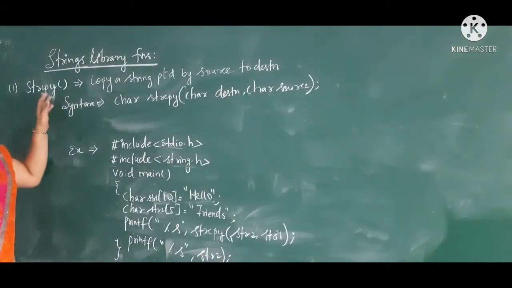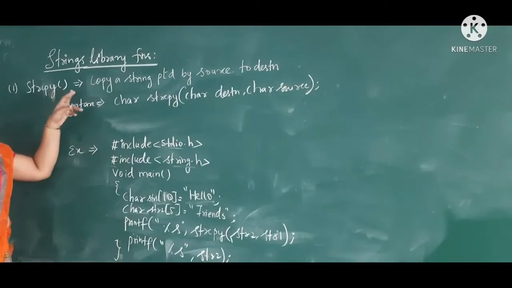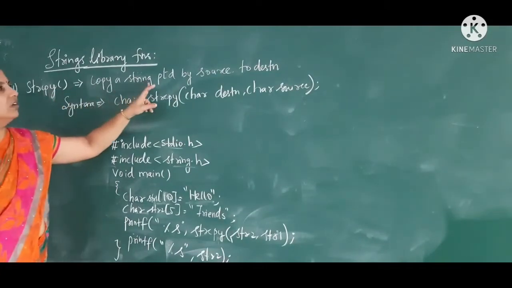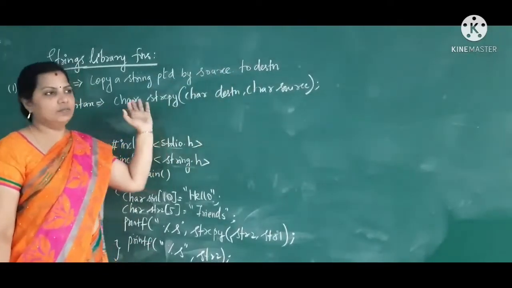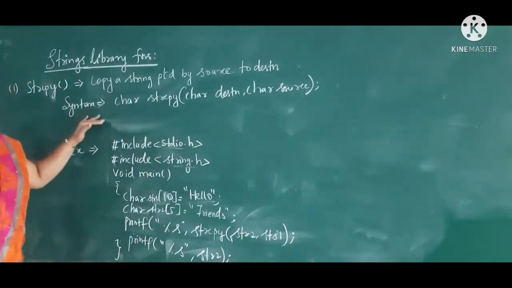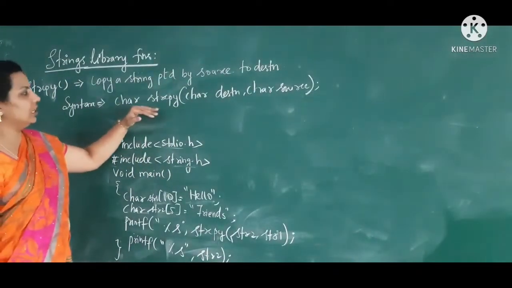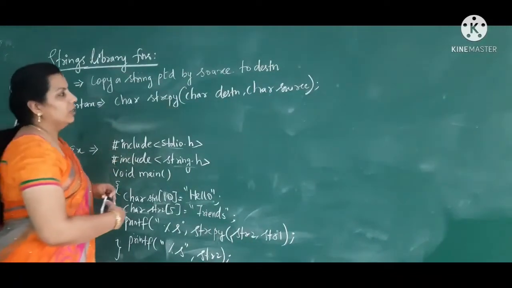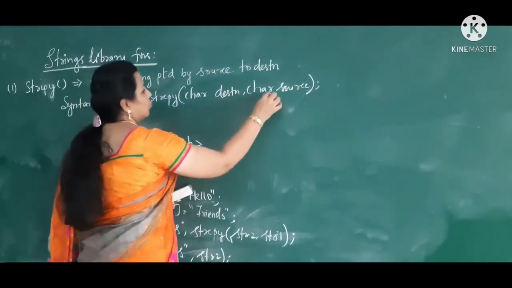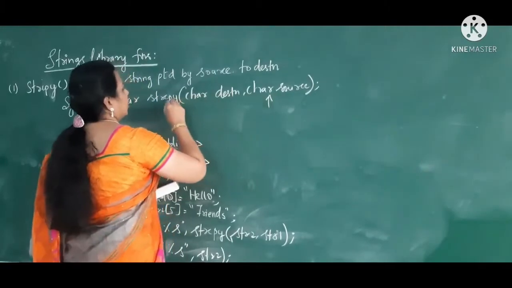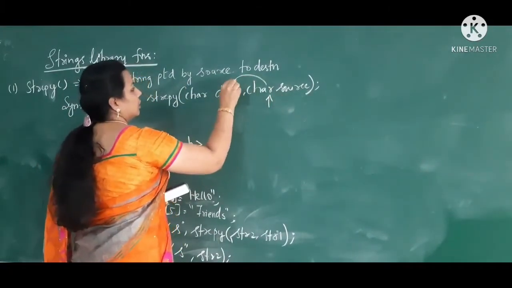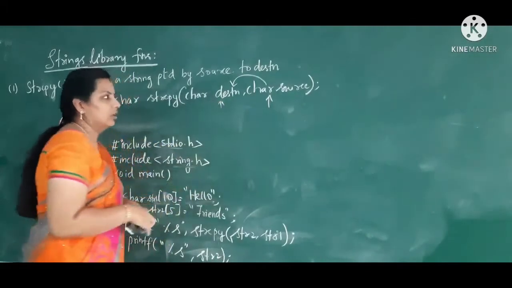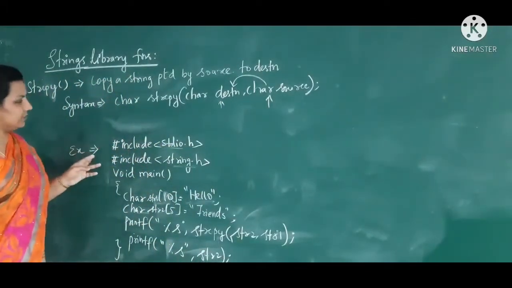Then comes the string copy function. The string copy function simply copies the string pointed to by the source to the destination. The syntax for that is the return type followed by strcpy and my destination and source. The string is copied from the source to the destination. Let us see with an example.